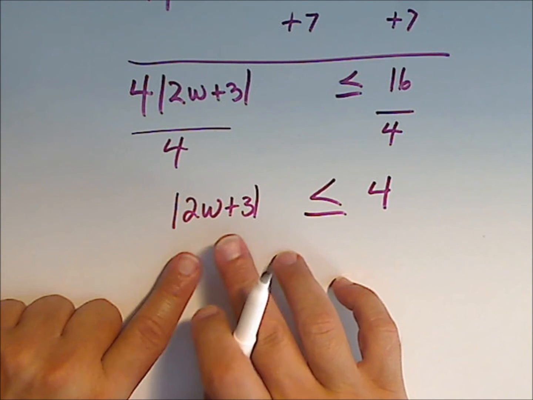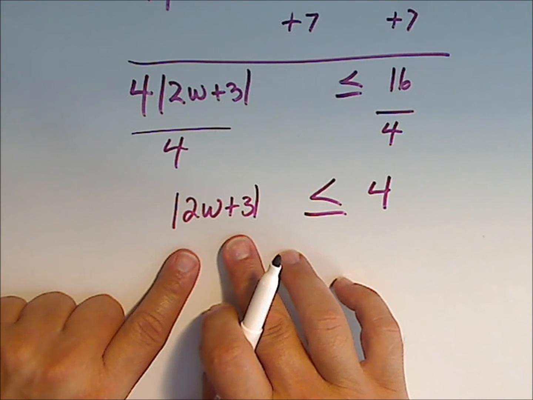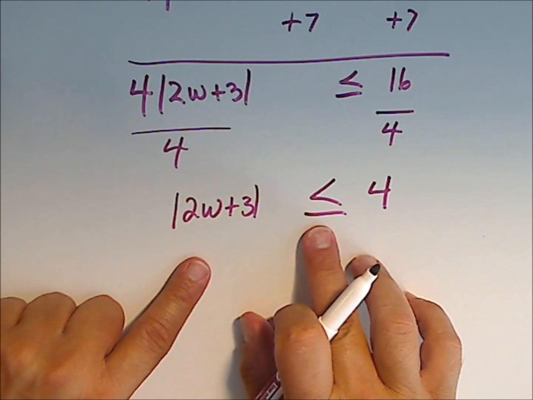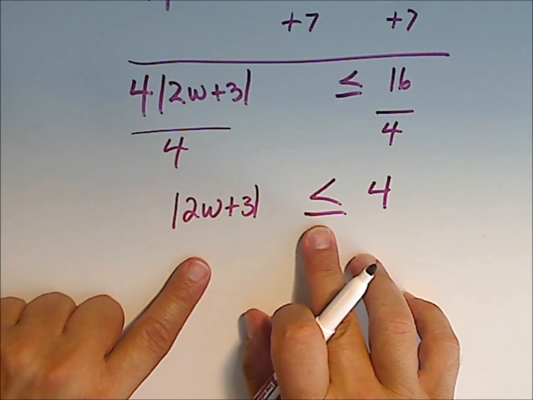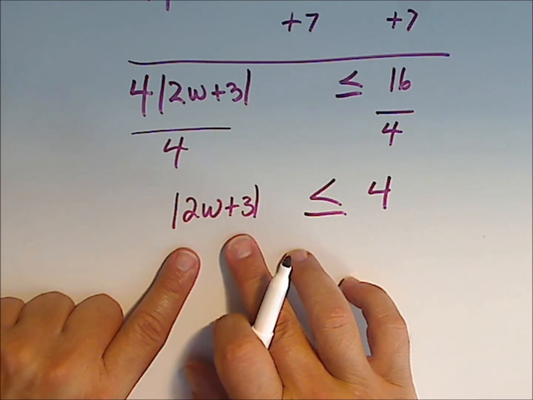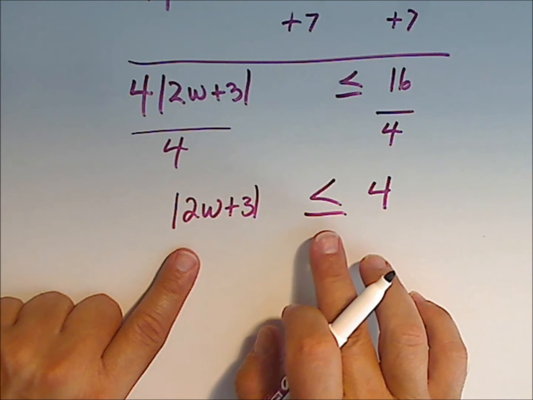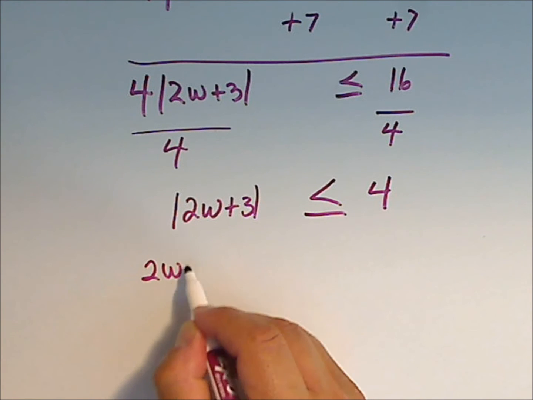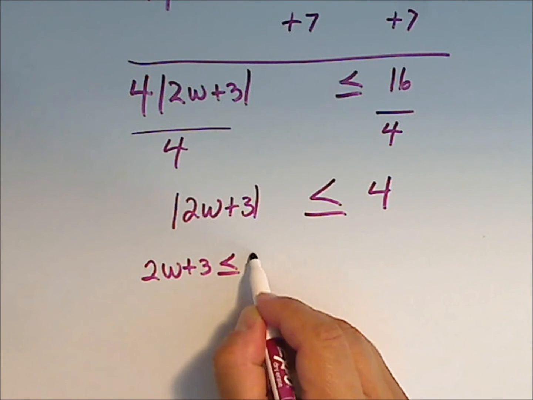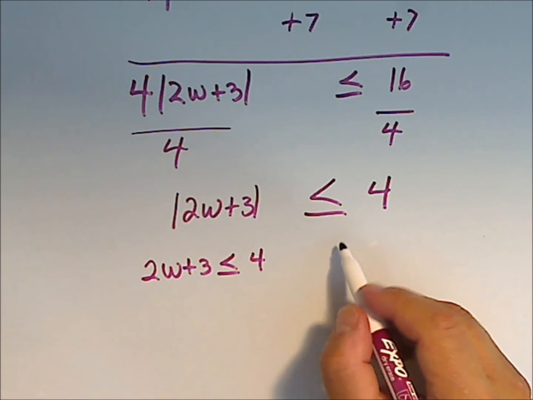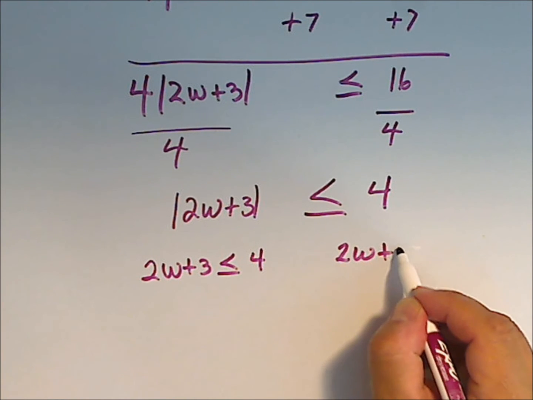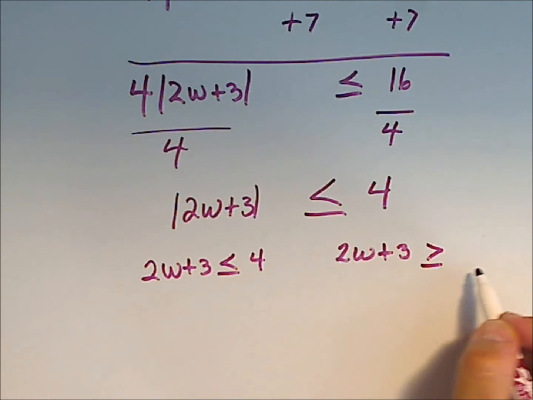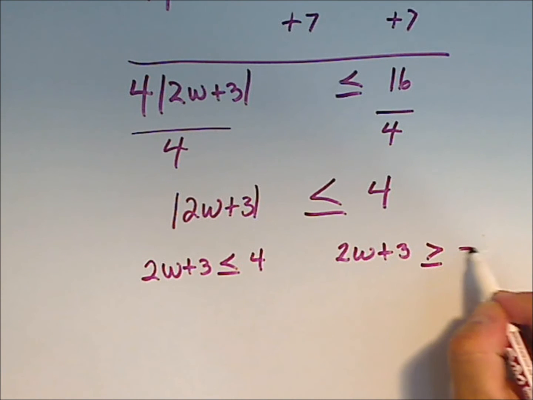I don't care if there's a 4 in there or a negative 4. But the opposite of 4 is negative 4. And what's the opposite of less than? It would be a greater than. So not only do I want to set this up as 4 and negative 4, I also have to do the opposite of the inequality, which means that 2w plus 3 may in fact be less than 4. It also means that 2w plus 3 may be the exact opposite. So instead of less than, it'll be greater than or equal to. Instead of 4, it would be negative 4.